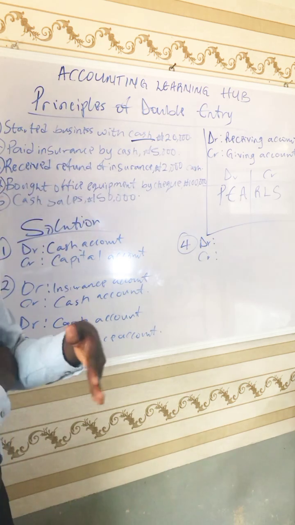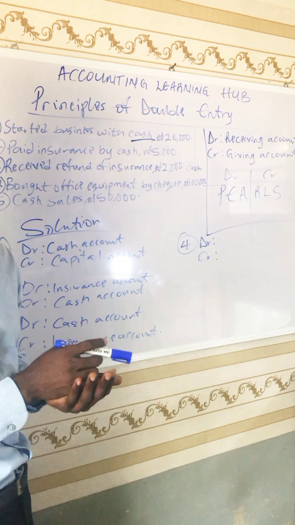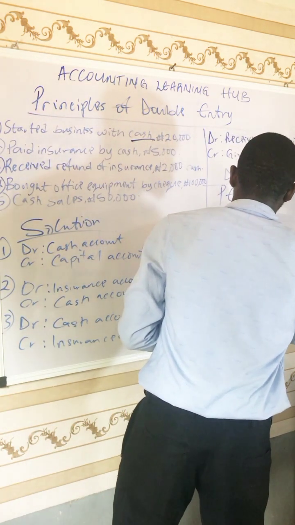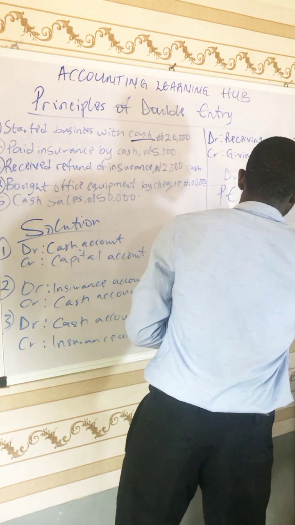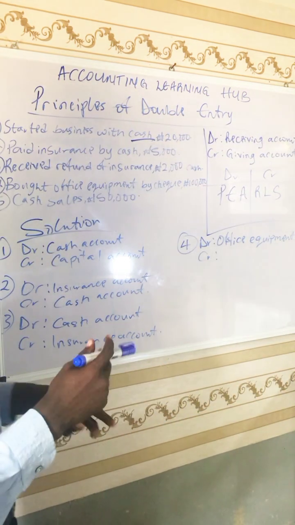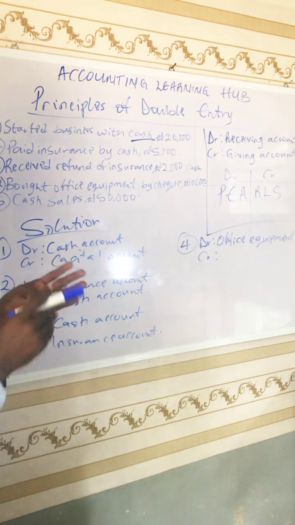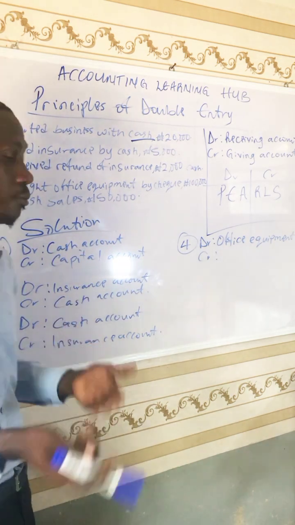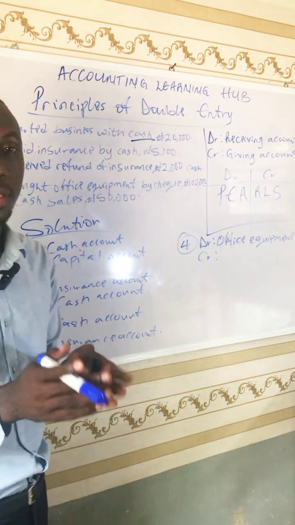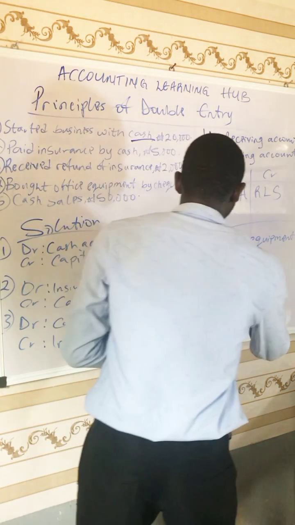When we bought office equipment, our office equipment increased, so our receiving account should be office equipment. And the payment was settled by check. That means the other account is bank account. And when we made payment by bank, our bank account is given. So we are going to credit our bank account.